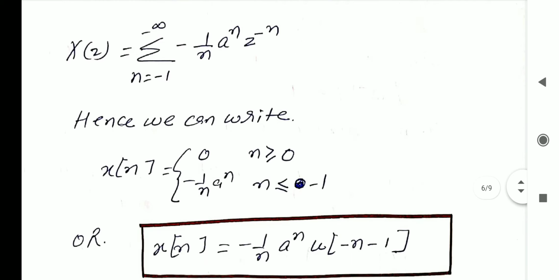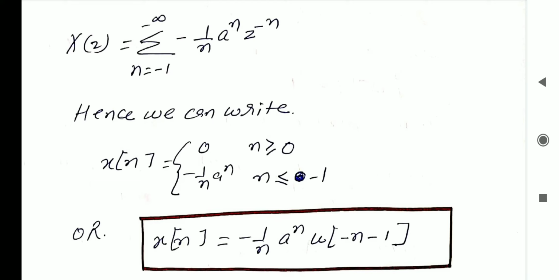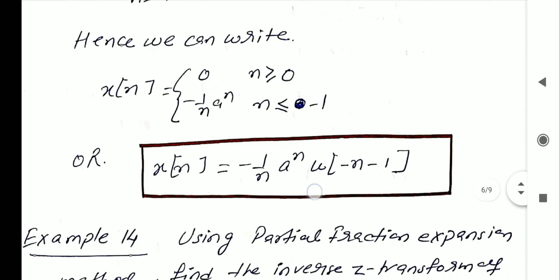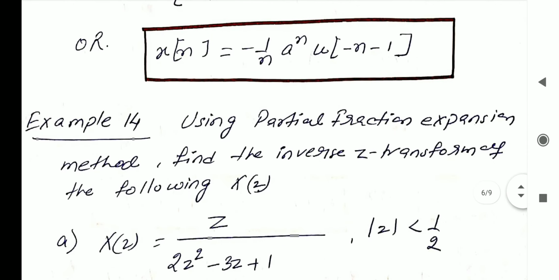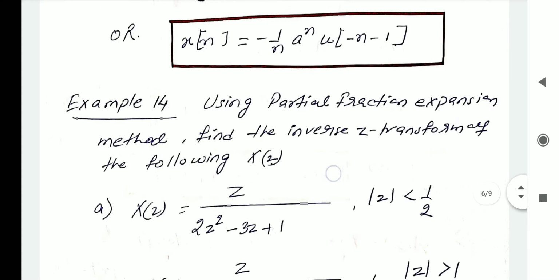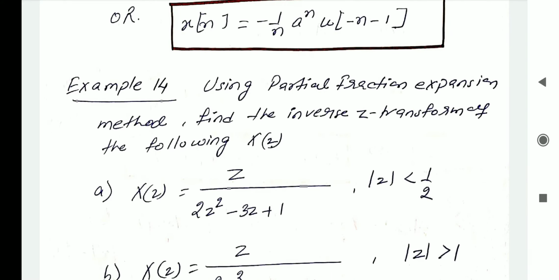Now hence we can write that x of n is 0 for n greater than or equal to 0, and it is minus 1 by n a to the power n for n less than or equal to minus 1. So it starts with minus 1. x of n can be written as minus 1 by n a to the power n u of minus n minus 1. So this is how, with the formula of the log of 1 minus r, we can expand the x of z, and we can obtain x of n from it.